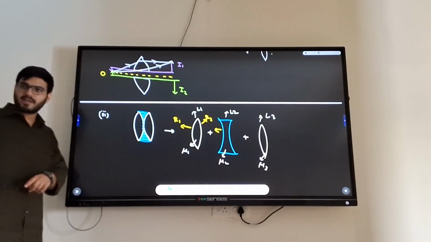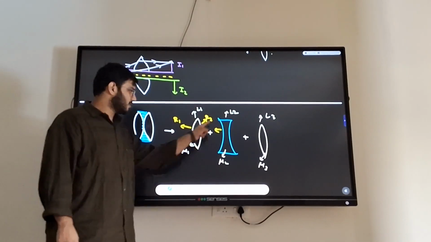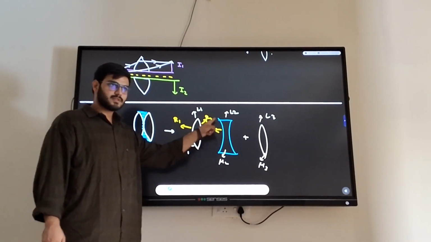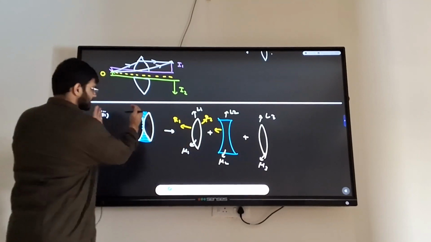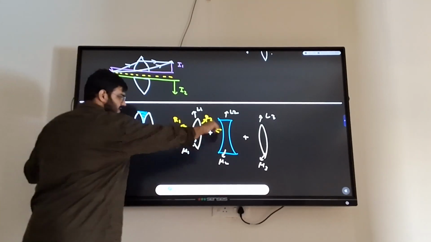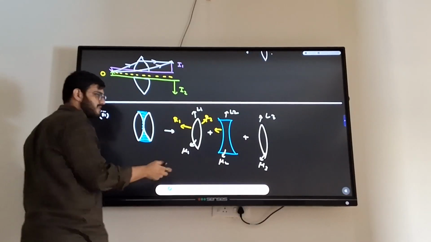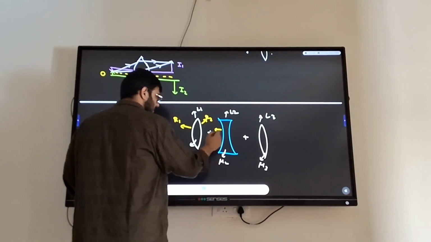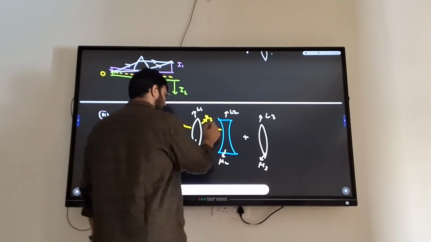It should be R2 again. Why? Because it is fitting onto this now perfectly. Do you understand? These two surfaces, this surface and this surface, are fitting onto each other. That means they have the same radius of curvature. So this will be R2.